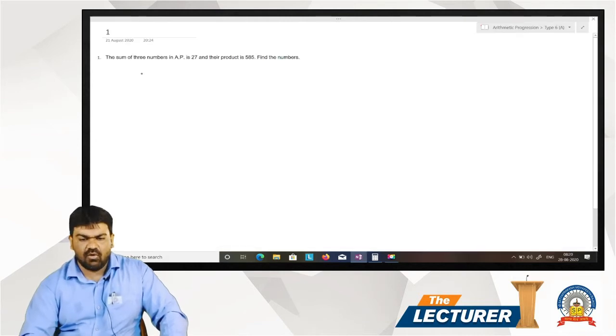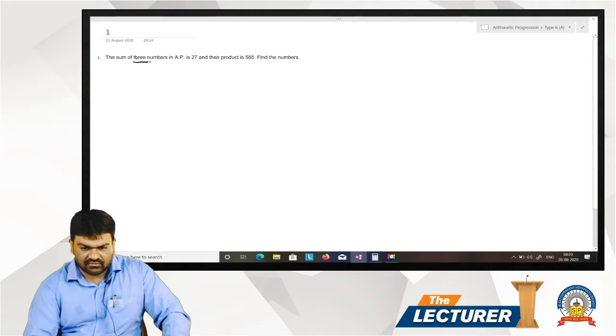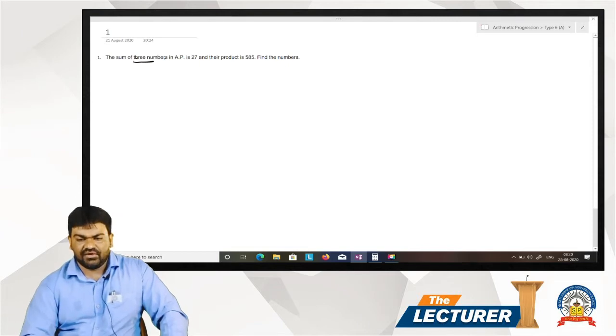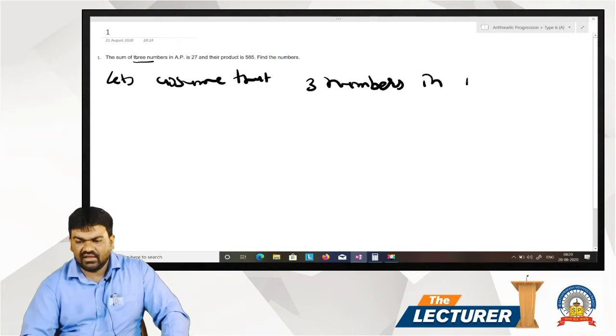First example of assumption of three numbers. The sum of three numbers in AP is 27, and their product is 585. Find the numbers. Let's assume that the three numbers in AP are A minus D, A, A plus D.